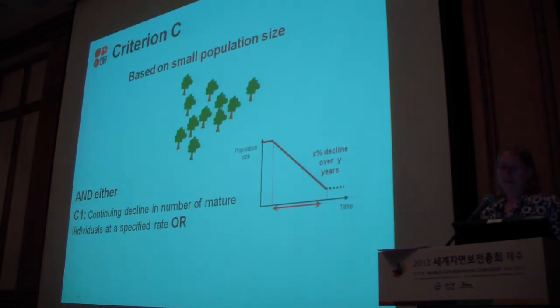For criterion C1, that continuing decline would need to be at a specific rate within a specific time period. So that implies you need to have some data to use criterion C1. So not only is the population declining, but you've got some data to be able to say it's declining at 25% over 3 generations, or over 1 generation, or 3 years. Or it's declining at 20% in 5 years, or within 2 generations, etc. So you've got data there to be able to say that.